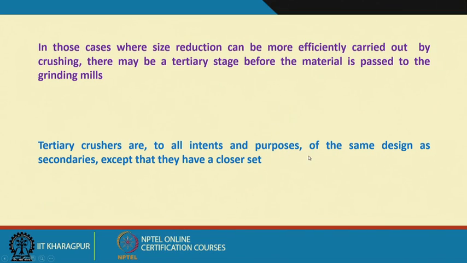So, we try to have one feed size to another product size at a particular secondary crusher, then I put that secondary crusher discharge to another set of secondary crushers with much smaller sizes than the first series of secondary crushers, and then try to break it to relatively finer sizes. So, these are called tertiary crushers. Tertiary crushers are to all intents and purposes of the same design as secondaries, except that they have a closer set. That means you have a much closer set, because you want to control the discharge sizes. Okay.